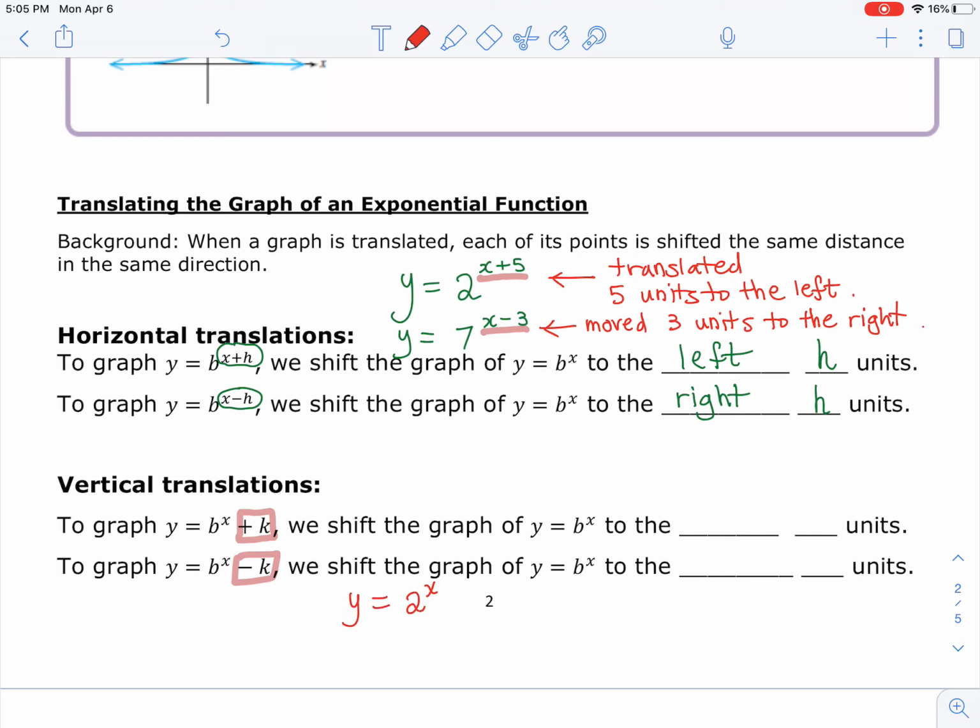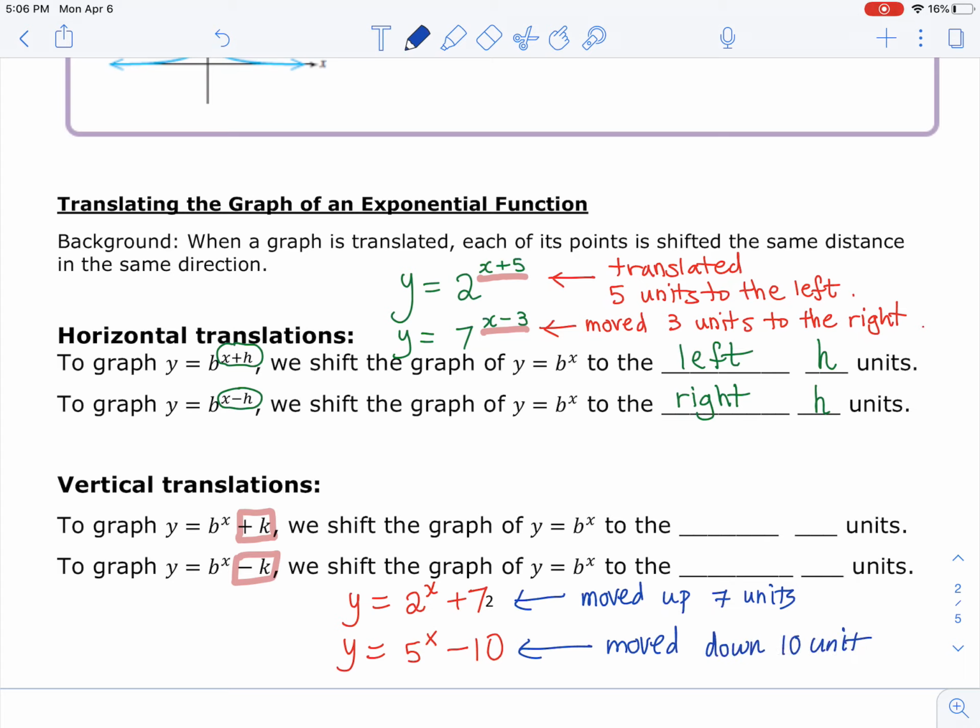Now, what if you are adding or subtracting to that term? So something like this. Let me write it. y equals 2 to the x power, but then you're adding 7. Or y equals 5 to the x power, but then you're subtracting 10. What will happen? This graph will be translated, moved up 7 units. And then this one on the bottom will be moved, what? Down 10 units. It's the same transformation rule that we went over in our very first unit.